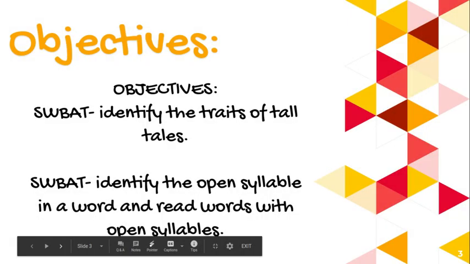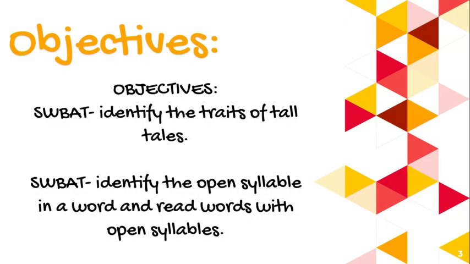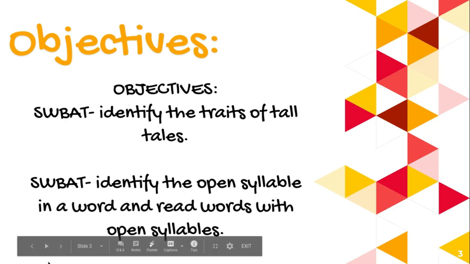We have two main objectives for this lesson. The first one says, students will be able to identify the traits of tall tales. And students will be able to identify the open syllable in a word and read words with open syllables.